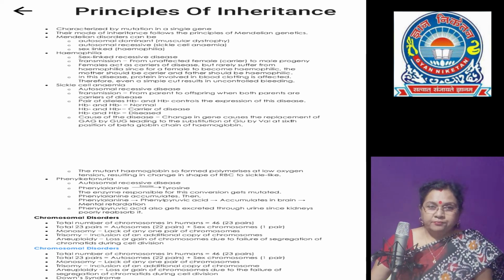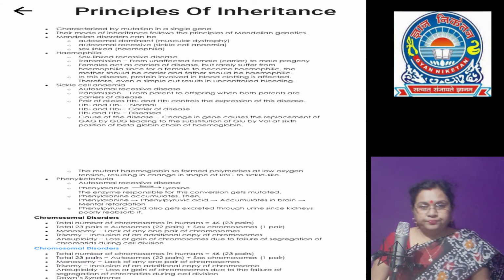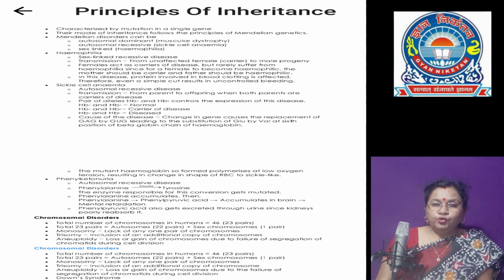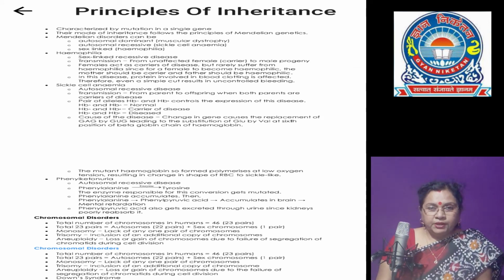And when phenylalanine is accumulated, it gets converted into phenylpyruvic acid and its other derivatives, which affects the brain and brings about mental disorder in the person. Phenylpyruvic acid is also excreted through the urine because of poor absorption in the kidney.